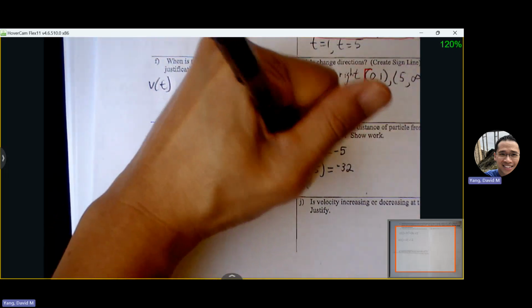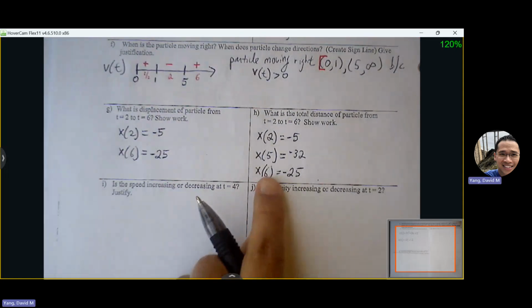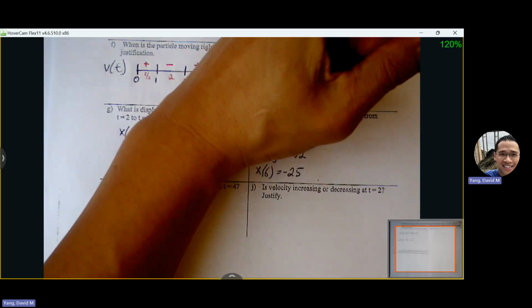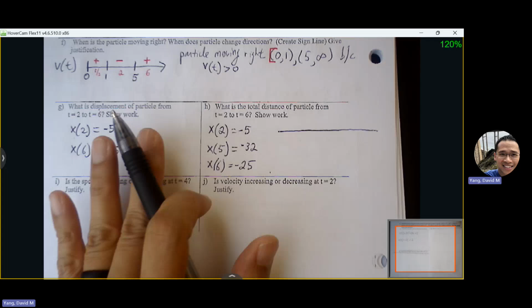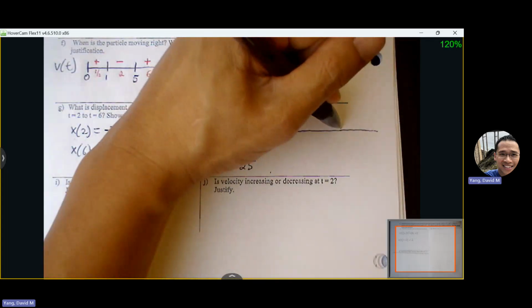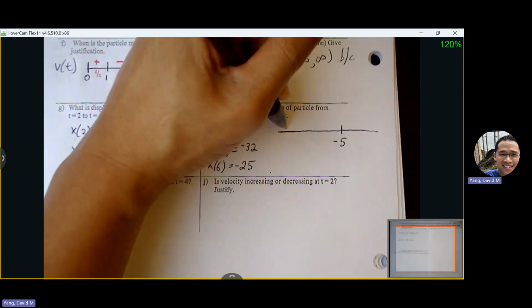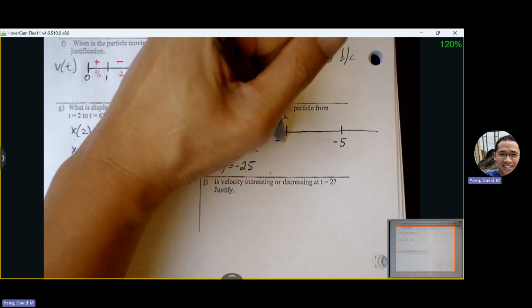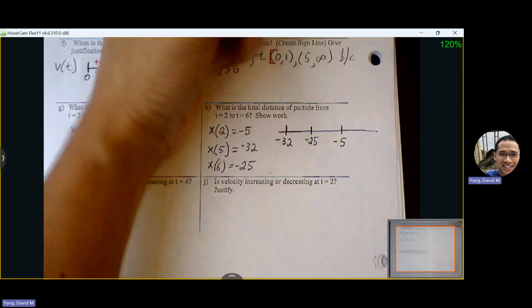X of 5, if I plug 5 into the position function, I'll get -32. And then x of 6 is -25. So I think the easiest way to think about this is imagine you're on a line, the x-axis, and every step you take will take you to the next integer value. So at 2 seconds, he's starting off at -5, and then he's going to walk all the way over to -32, and then he's going to walk back to -25 on the x-axis.